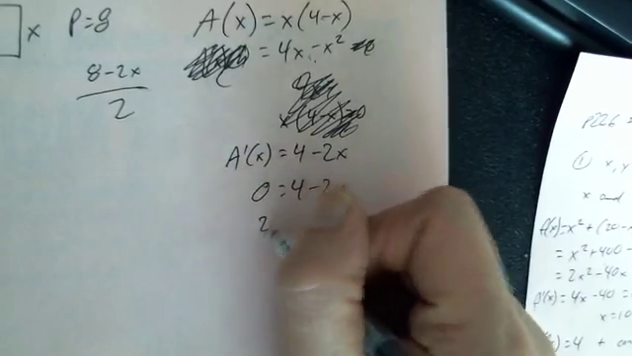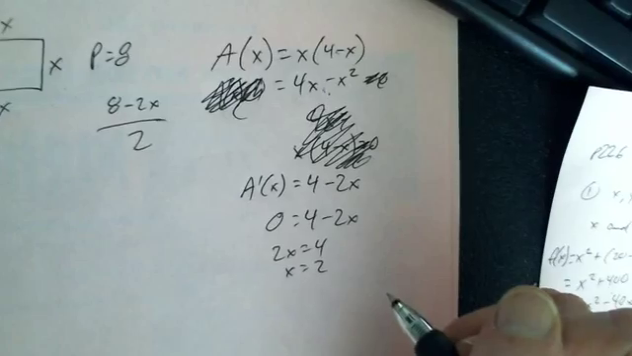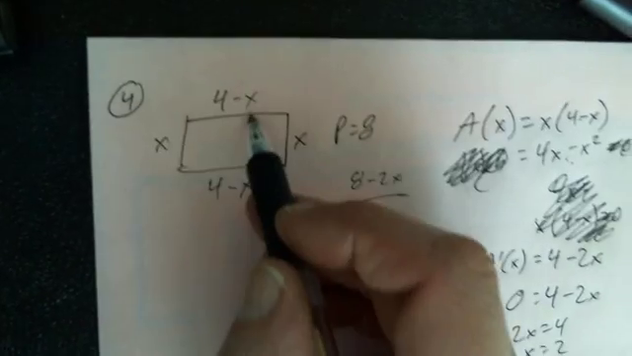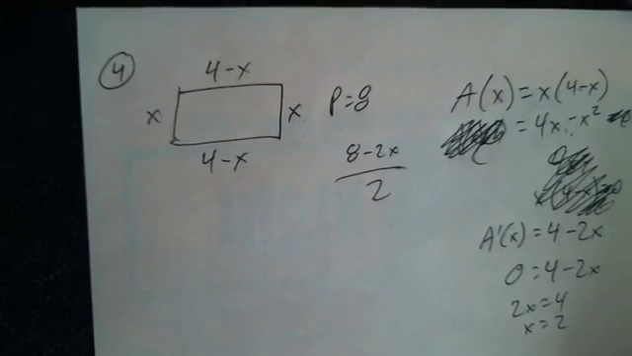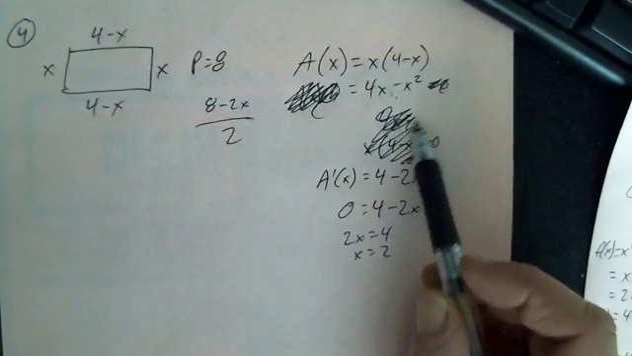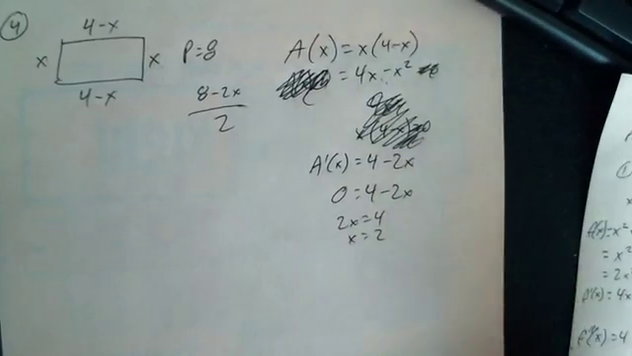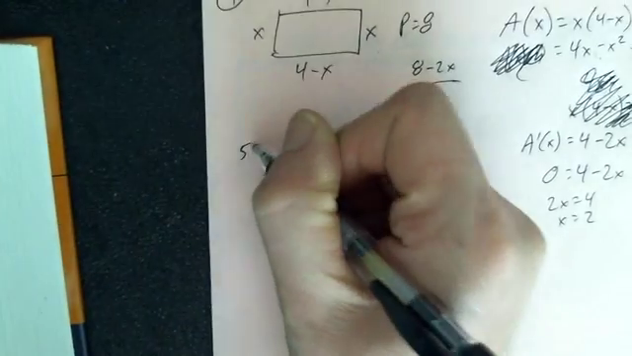That means that 2x equals 4 and x equals 2. So if x equals 2, that makes this 2, this 2, this 2, and this 2. They all wind up being 2, it does in fact wind up being a square. So forgetting to take the derivative aside, all works out as a square. Let's try number 5.